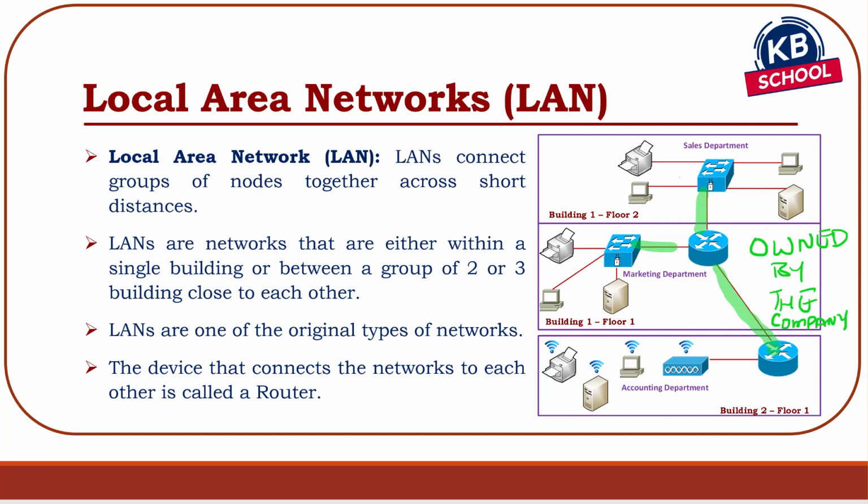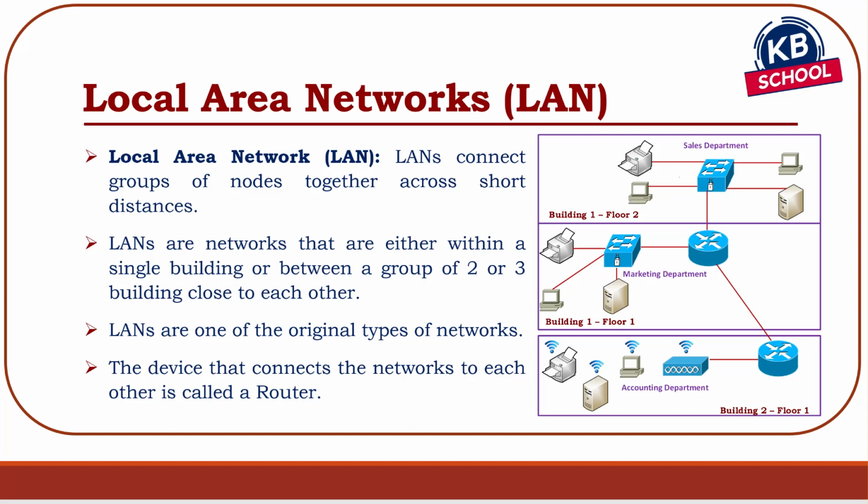So what is a LAN again? To recap this, a LAN is basically connecting the devices to each other generally in a single building, multiple floors, or multiple buildings that are close to each other. All right. This is where the original LAN networks came about. This was most probably the first LAN that existed, which is within the building to connect the different devices to each other. And we also learned that the device that connects different networks to each other is a router. All right. So that is a LAN.